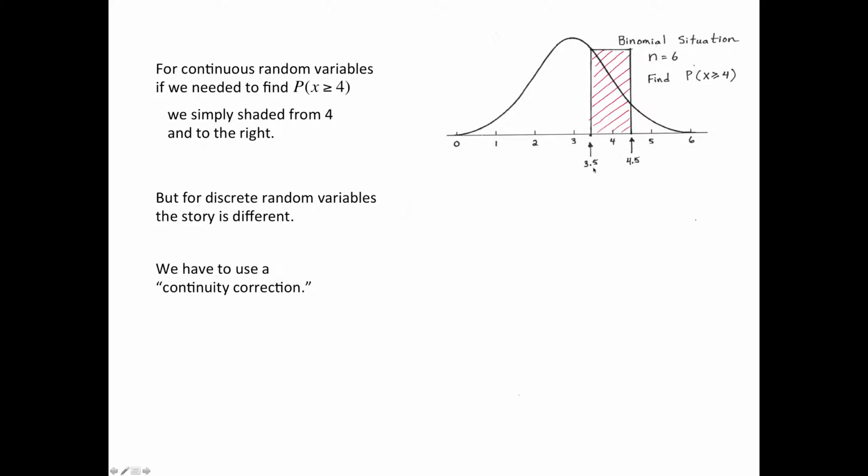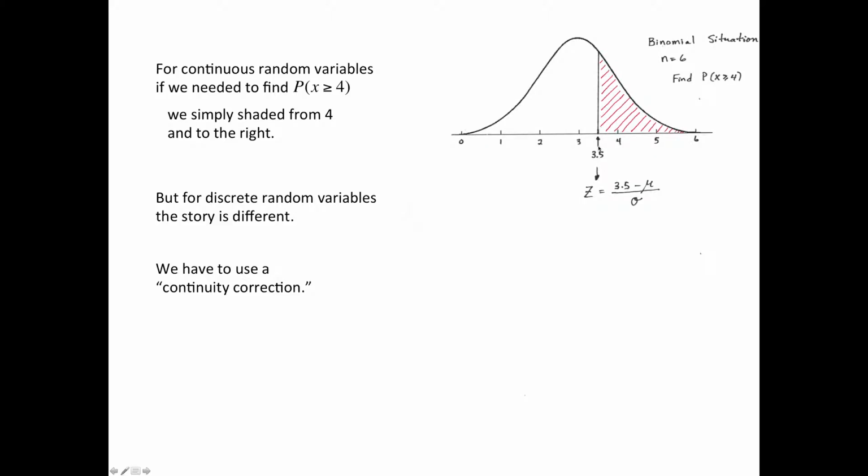You then have to decide, should I use 3.5 or should I use 4.5? With this case, it said x is bigger than or equal to 4. So that means we are supposed to include this bar right here and then shade to the right. So we would actually be going from 3.5 to the right, and this is what's meant by using the continuity correction. You do the regular z-score, but you would use the 3.5.